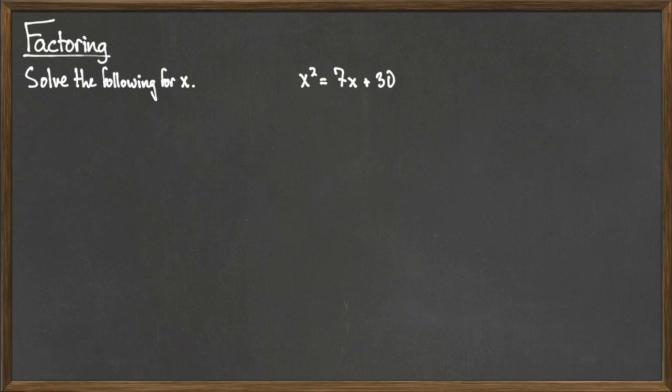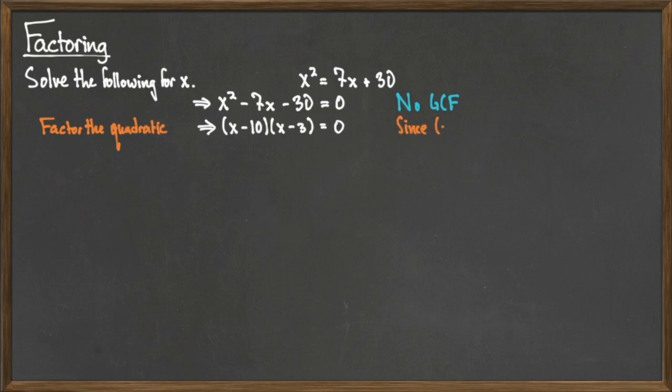Take the equation x squared equals 7x plus 30 and then write it in standard form. We'll see that we have no greatest common factor, but this does factor as a quadratic. Since the number negative 30 factors as negative 10 times 3 and negative 10 plus 3 equals negative 7, I have the numbers that I need to match with my coefficients. This is going to factor as the polynomial x minus 10 times x plus 3.